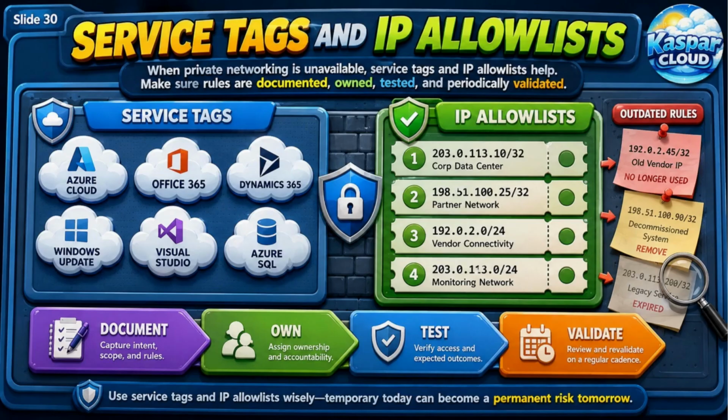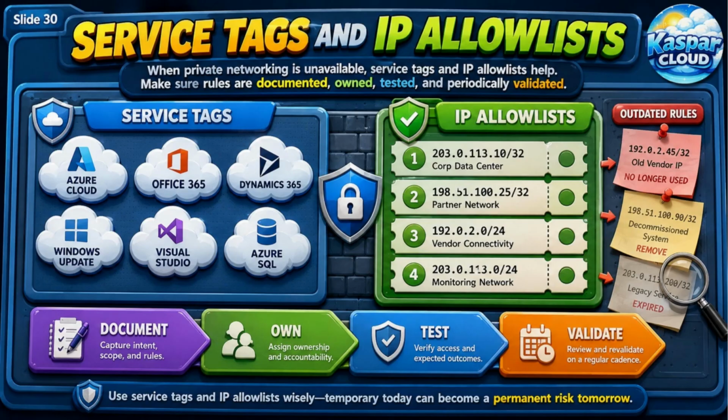Service tags and IP allow lists support scenarios where private networking is not enough or not available. Azure Service Tags can help allow traffic from known Azure services or Fabric-related service ranges. IP allow lists can help organizations permit traffic to and from Fabric when data sources are outside Azure or do not support service tags. These controls are useful, but they require operational discipline.